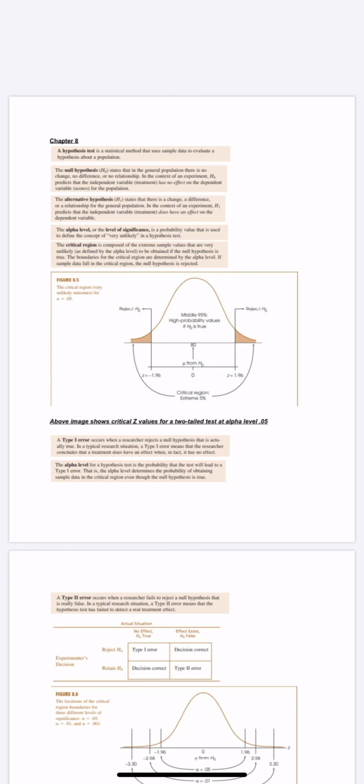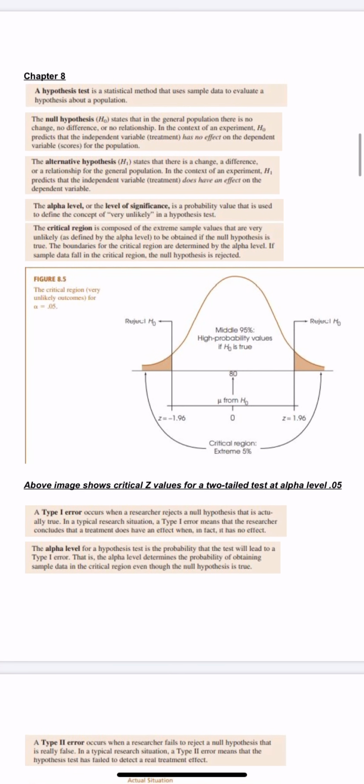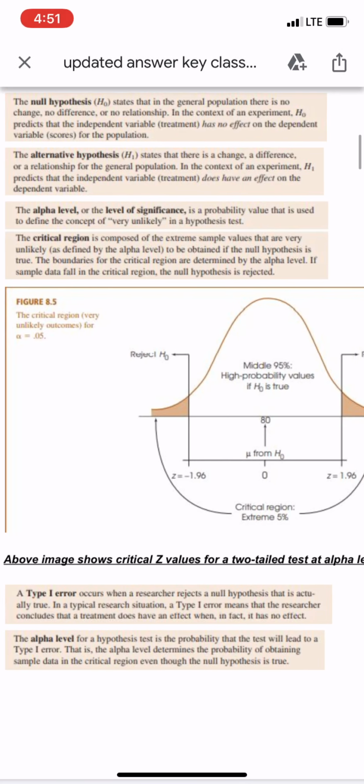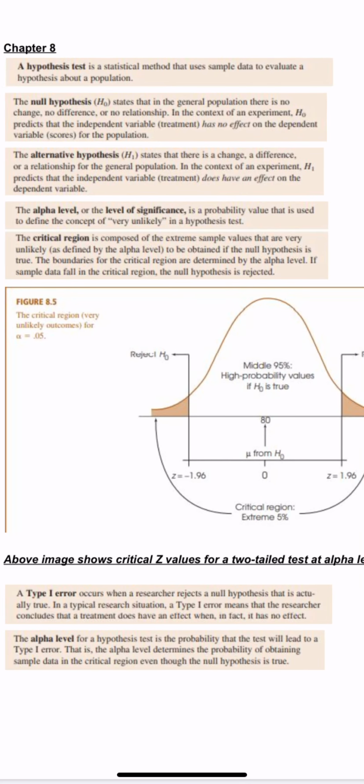All right, Class 5 Worksheet, Chapters 8 and 9. A hypothesis test is a statistical method that uses sample data to evaluate a hypothesis about a population. That's the main thing that we'll be doing the rest of the semester: taking sample data and comparing it to a population, or comparing it to an estimate about a population.